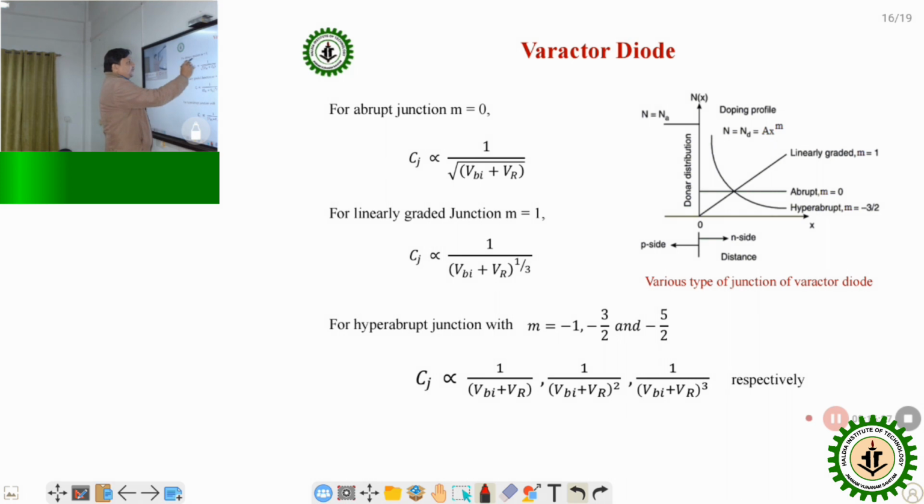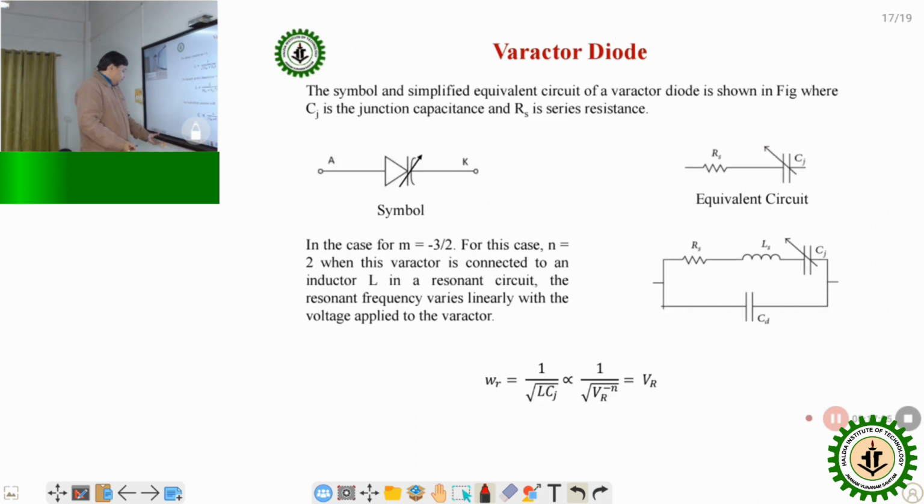Putting m is equal to 0, Cj is proportional to 1 by root over Vbi plus Vr. If we put m is equal to 1 for the linearly graded junction, we get (Vbi plus Vr) to the power minus 1 by 3. In the case of the hyperabrupt junction, we consider three values: minus 1, minus 3 by 2 and minus 5 by 2. So for minus 1 we get (Vbi plus Vr) to the power minus 1, for minus 3 by 2 we get (Vbi plus Vr) to the power minus 2, and for minus 5 by 2 we get (Vbi plus Vr) to the power minus 3.